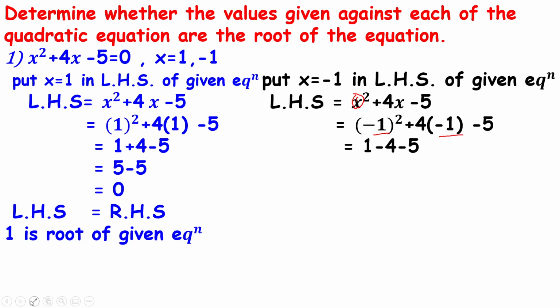Here -4 and -5 have the same sign. Therefore we take the addition of 4 and 5. How much? 9, and give the same sign. That means -1 minus 9. Here 9 is greater than 1. Therefore give the sign of 9, minus, and 9 minus 1 is nothing but 8, -8.